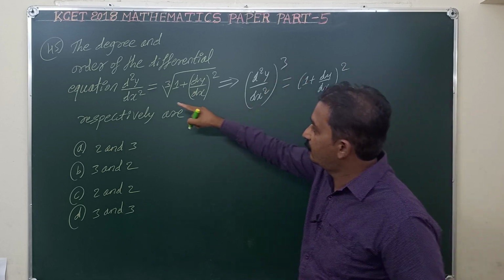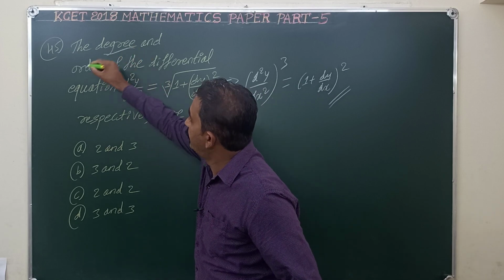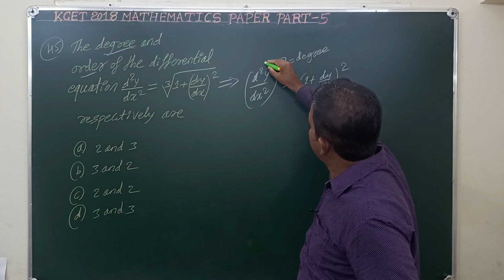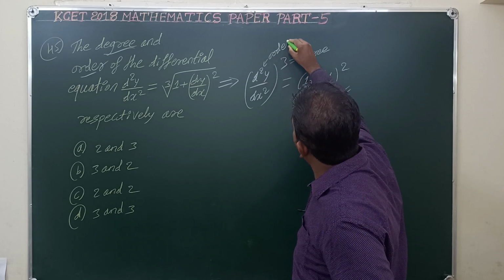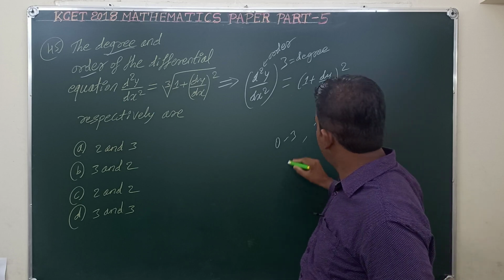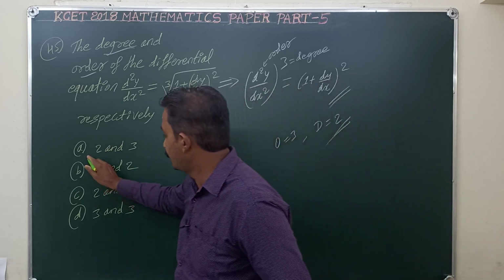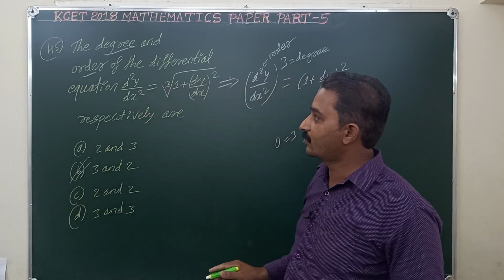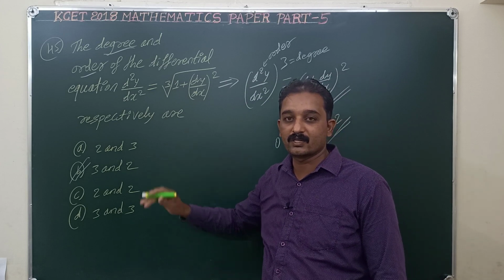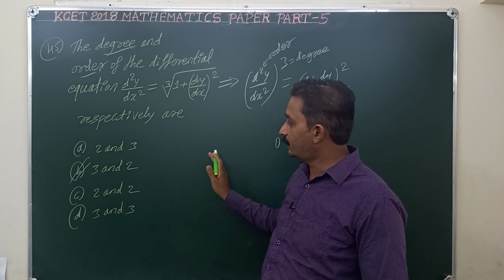So in this case we have to find the degree and order. This is the degree, this is the order. So order 3, degree 2. So option B is correct in this case. This is an easy question. Most of the students solve this question easily because they have already solved this type of question in the NCERT textbook. Take down.